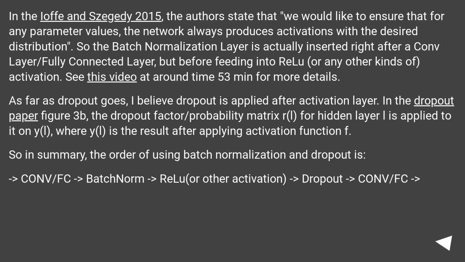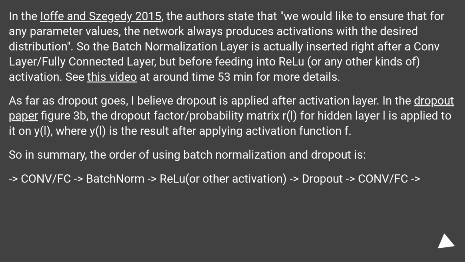In the Ioffe and Szegedy 2015 paper, the authors state that we would like to ensure that for any parameter values, the network always produces activations with the desired distribution. So the batch normalization layer is actually inserted right after a conv layer or fully connected layer, but before feeding into ReLU, or any other kinds of activation. See this video at around the 53 minute mark for more details.